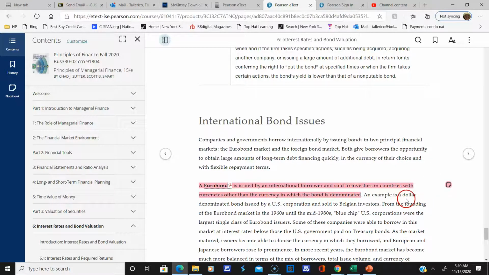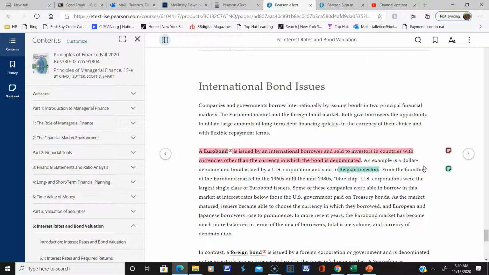So you would have a dollar-denominated bond issued by a U.S. corporation and sold to Belgian investors, right? So it's being sold in Belgium, but it's in dollars, okay? So that's an important thing to know.